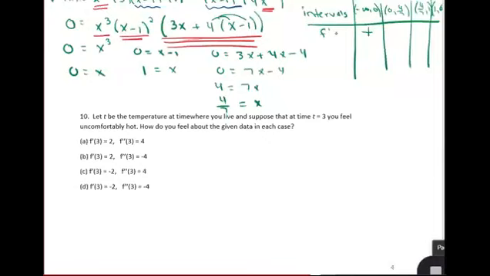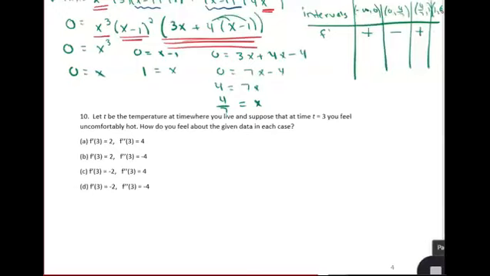Then, between 0 and 4/7, there are not really any nice values that work, so I picked 0.5. It's going to work out to be negative. From 4/7 to 1, I picked 0.9, and that works out to be positive. And from 1 to infinity, I picked 2, and in this case, that also works out to be positive.